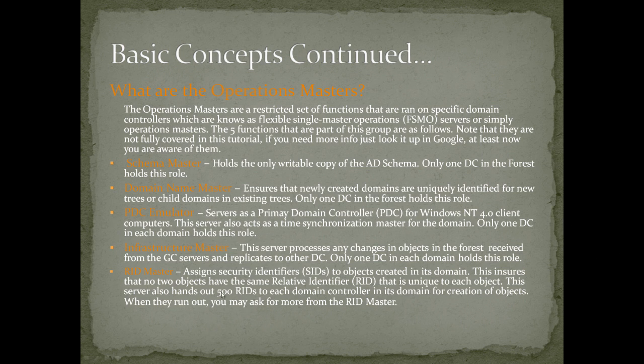And the server also hands out 500 RIDs to each domain controller in its domain for creating objects. And when they run out, you just ask for more. Simple as that. So you could come across a time where you've got a new organization, you're setting it up and making user accounts, and then all of a sudden you can't make any more user accounts. Everything on your end looks fine. Well, the RID master could be down. Or like where you ran out of your 500 RIDs, your RID master could be down, and you'll have to bring it back up and investigate that end of it. But just a little tip, I guess.